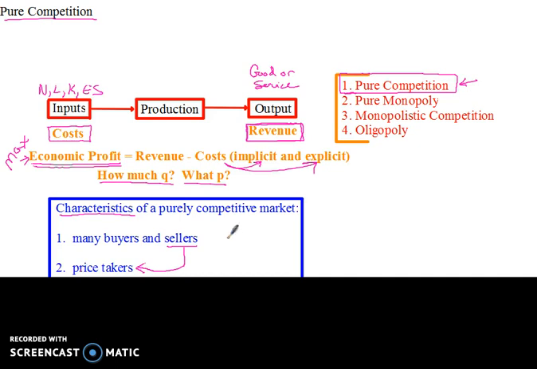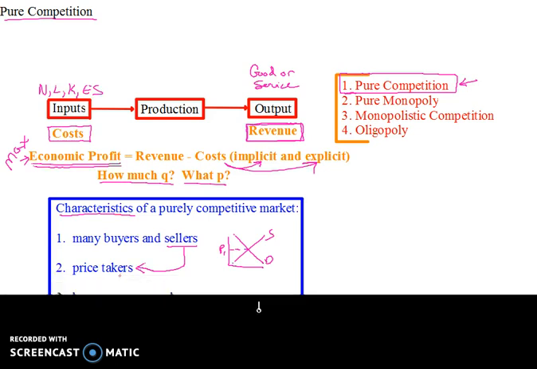If we just draw a quick little graph over here, we have a supply curve and a demand curve for a product, and that's going to generate an equilibrium price, and that's the price that the firm is going to have to charge. That's the price that the firm is going to take when it sells its product. We'll talk about that in more detail on some future videos. So the firm is a price taker. They do not have control over the price. The market determines the price.